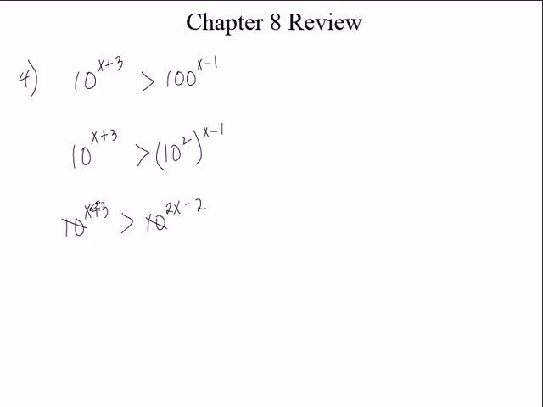The bases go. You just put the exponents in the same order. They're not technically being equal to each other, but they're in the same order. So we go x plus 3 is greater than 2x minus 2.